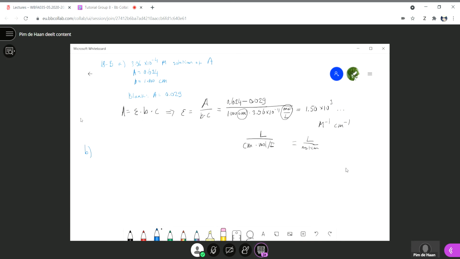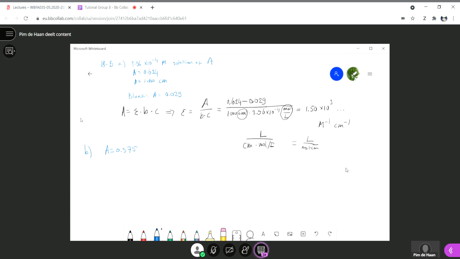The absorbance of an unknown solution of compound A in the same solvent in cuvettes was 0. So A equals 0.375. Find the concentration of A in the unknown.